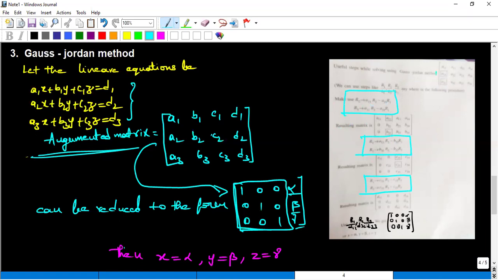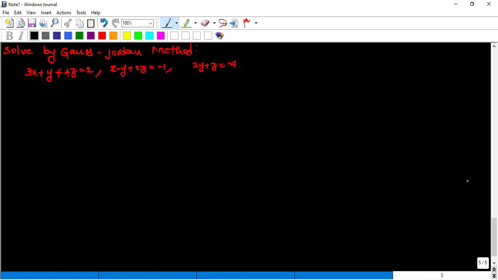First, we will focus on these two elements. Hope you all can see these two elements. In the second step, we will focus on these two elements. In the third step, we will focus on C1,3 and C2,3. Okay, let us understand this method by using a simple example.